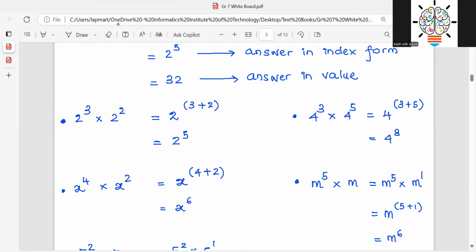If you have multiplication and if you have the same base value, you can add the indices. So that's all. There is a multiplication. You have the numbers which are written in index form. The base values are equal. Therefore, we just add the indices to get the answer in index form. So now look at how I'm getting the answers for the homework.